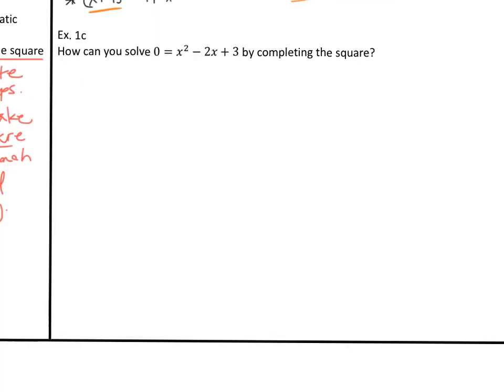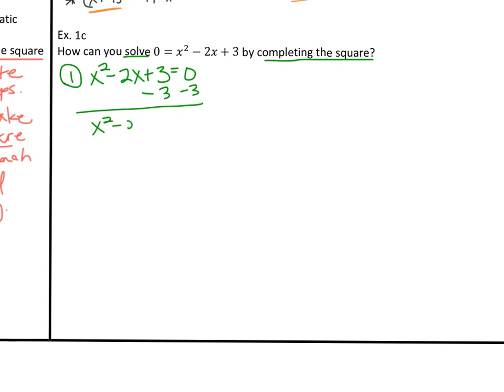Let's put that to the test. How can you solve 0 equals x squared minus 2x plus 3 by completing the square? If we follow those first 5 steps, the first thing you want to do is set it equal to 0, and it already is, so we're in great shape there. And we'll move c to the other side, so we'll subtract. Now we end up with x squared minus 2x equals negative 3.